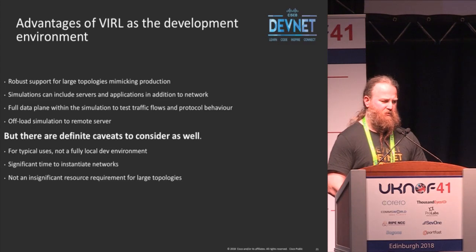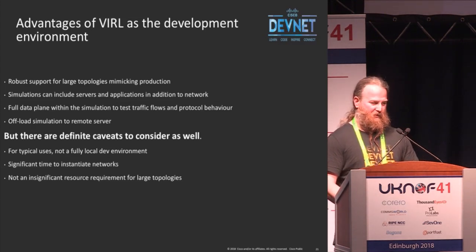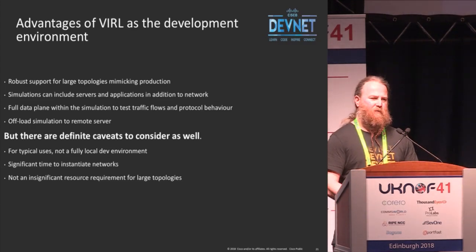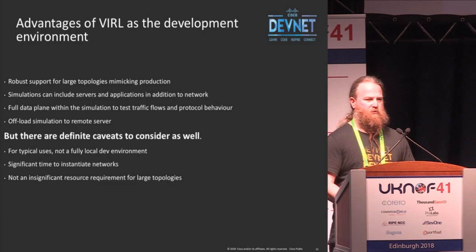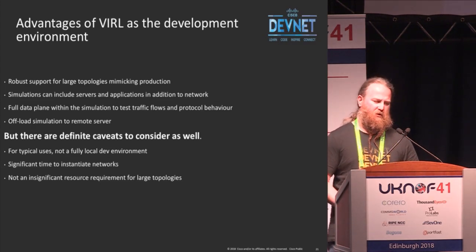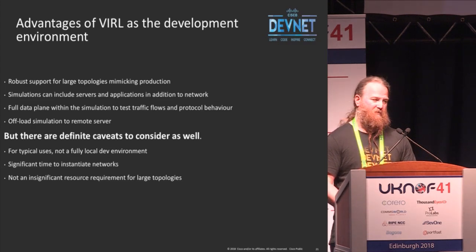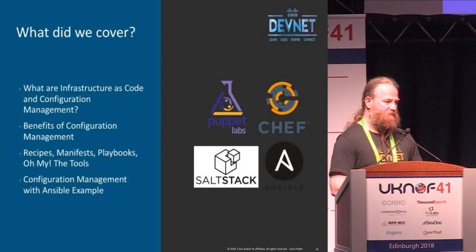But there are some caveats as well for typical use. Don't use it on a fully local dev environment. Yeah, I did try to bring up 20 XR routers, some 9000v Sandstones on my Mac, and that's why I've now got a replacement. There's typically significant time to instantiate networks. Bringing this up, it doesn't come up really quickly, as you know with all network simulations and dev environments. It does take 5 or 6 minutes to come up. And not an insignificant resource is required for large topologies. So, like I said, I think I can get about 8 to 10 nodes running on my local environment, but I would strongly suggest if you wanted to go any further with virl utils, use a server for it.